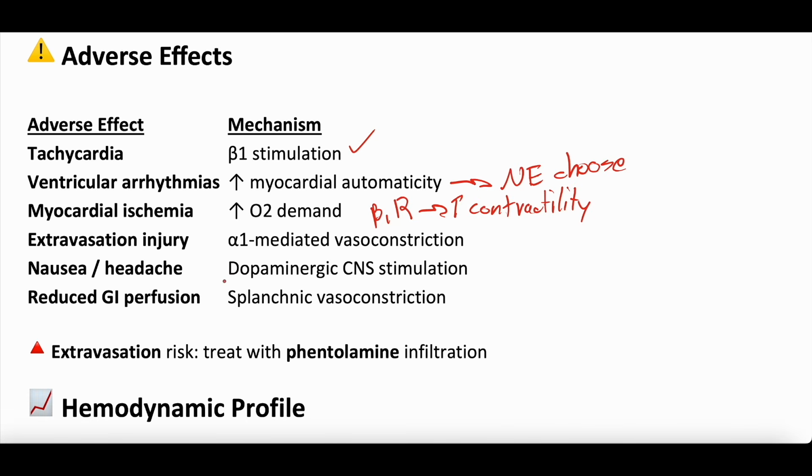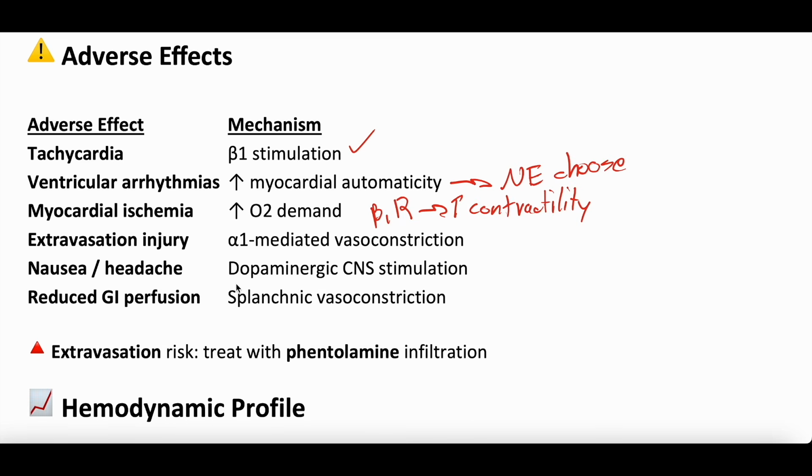If dopamine is going through a peripheral IV and it extravasates, it gets out of the IV into the subcutaneous tissue, you can get extravasation injury through its alpha-1 mediated vasoconstriction, common of many vasopressors, which is why most of the time we're putting these through central lines, although there is some blossoming evidence on the safety of peripheral vasopressors, particularly norepinephrine. That is in a different episode, though.